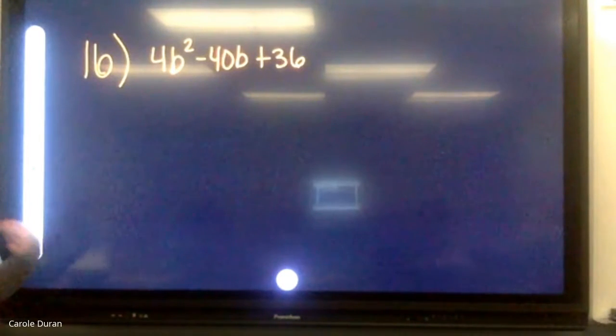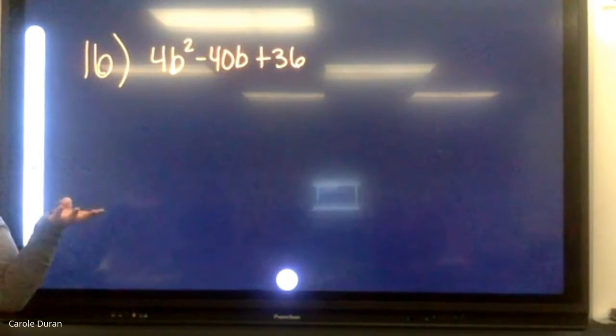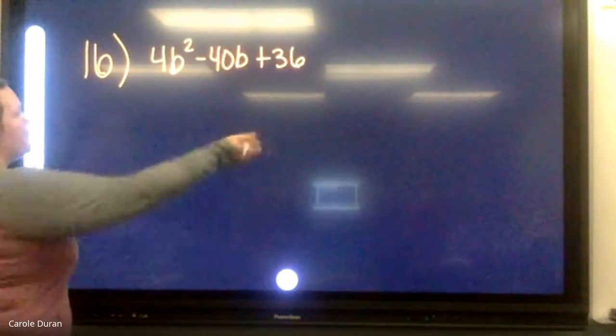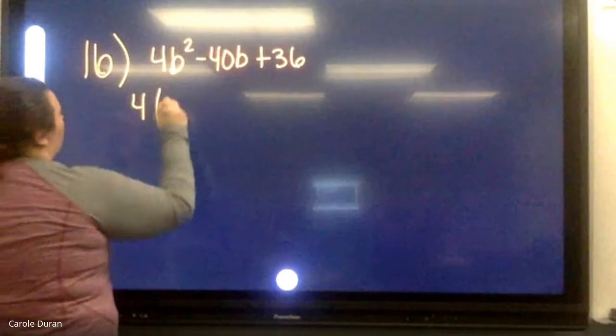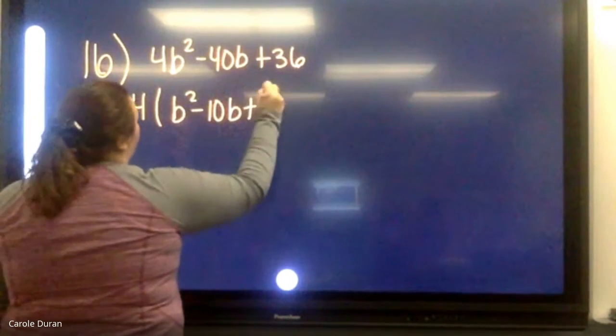So when I'm factoring, what's the first step that I need to do? Divide by 4, take out a common factor. So all of those are divisible by 4, so I'm going to put the 4 out front. And when I do, I get b squared minus 10b plus 9.